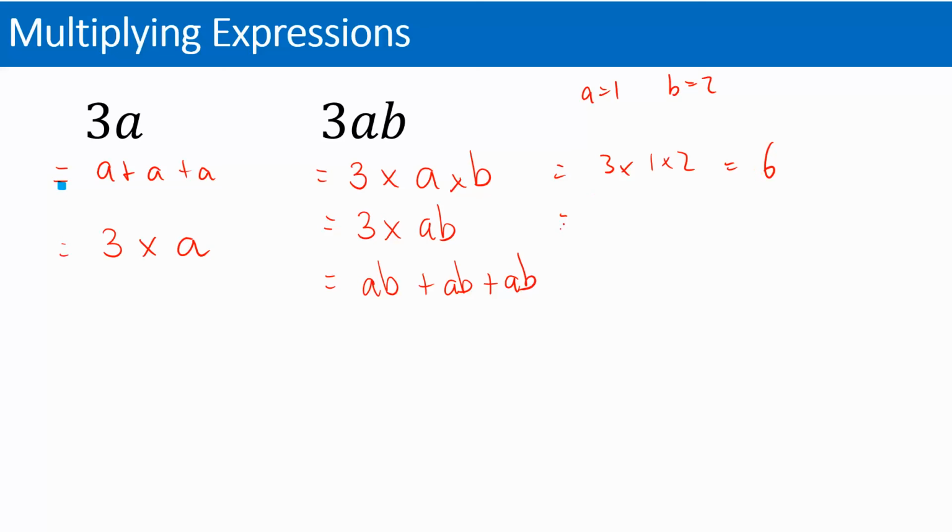What does that become? 6. Okay, let's try the second one. This is 3 times, now ab still means a times b. What's 1 times 2? 2. So instead of writing 3 times 1 times 2, I can still write it as 3 times 2. What is that equal to? 6. Still the same. And the next one, ab plus ab plus ab, well what's a times b? 2. So this is the same thing as saying 2 plus 2 plus 2, which is still 6. All the expressions are the same.